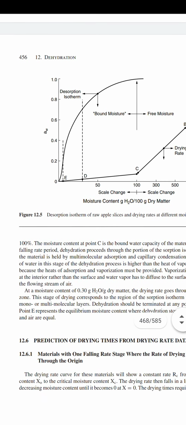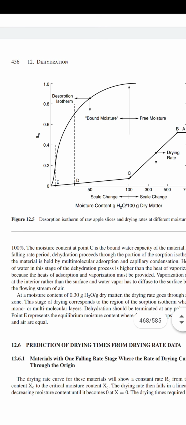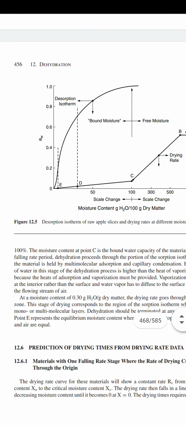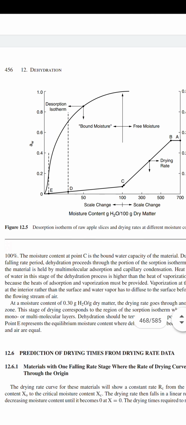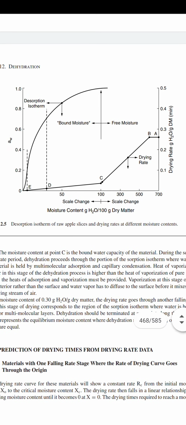During the second falling rate period, dehydration proceeds through the portion of the sorption isotherm where the water in the material is held by multimolecular adsorption and capillary condensation. So the heat of vaporization of water in this stage of the dehydration process is higher than the heat of vaporization of pure water. This is what we discussed in the last lecture, right? In zone B, you have to supply first the heat of adsorption as well as the heat of vaporization. That is why the heat of vaporization of the moisture in zone B is higher than that of pure water, right?